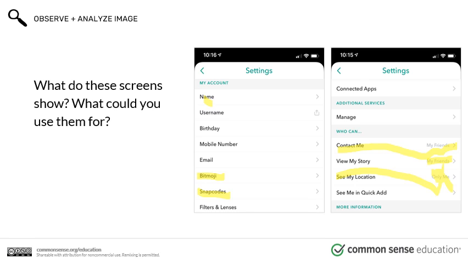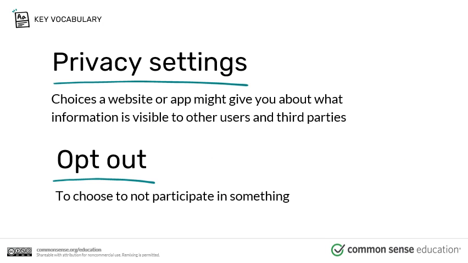I recommend twice a year, so usually at daylight savings, going in and just checking your account settings and making sure everything's set the way that you want it. That's how I manage my own data privacy. Okay, so let's define what these terms are. Privacy settings are choices a website or app might give you about what information is available to users and third parties.